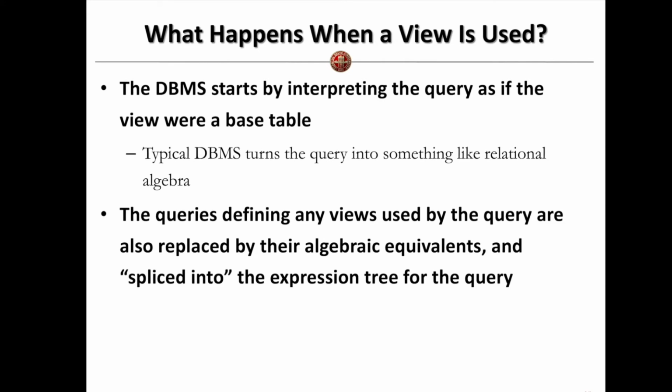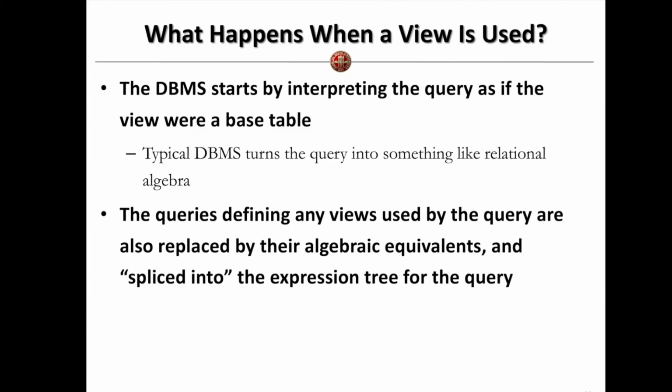And we can clarify this more clearly. What will happen if a view is used? So the system will interpret this query as if the view was a base table. Typically, the DBMS turns a query into something like relational algebra. And the queries defining any views used in the query are also replaced by their original equivalent in the relational algebra, and spliced into the expression tree for the query.